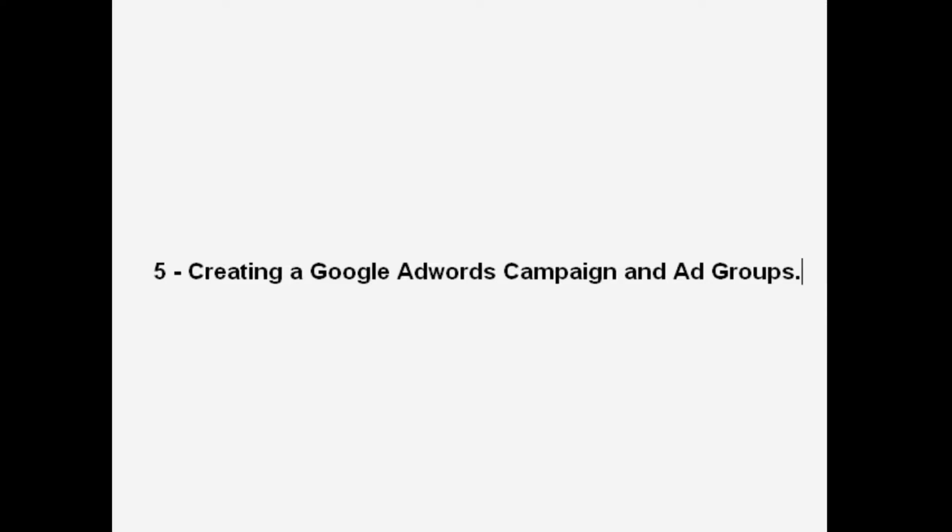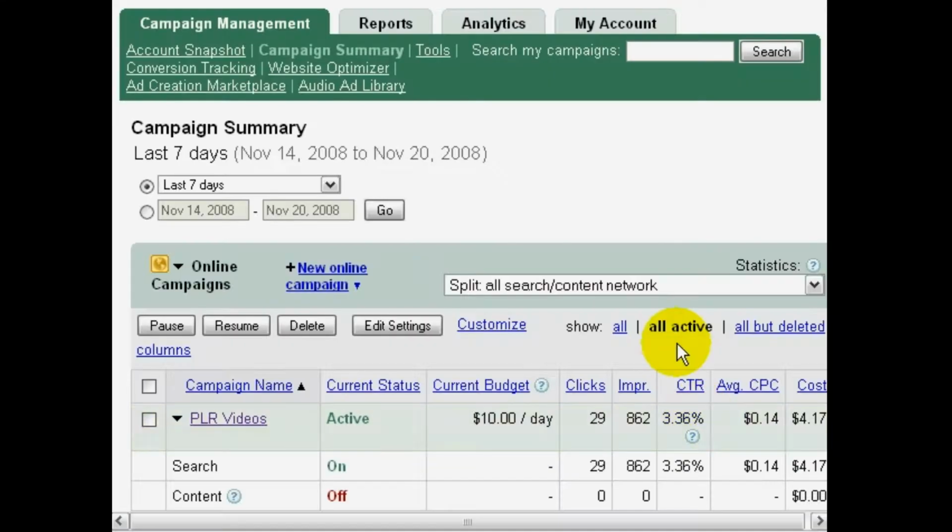Let's talk about creating a Google AdWords campaign and ad groups. If you don't know what an AdWords campaign and an ad group is, let me go ahead and show you. Right now I'm in my Google AdWords account, and you'll notice that we have a campaign, which you can understand is basically a bigger category or something that holds many ad groups within it. So with each campaign you can get as many ad groups as you want.